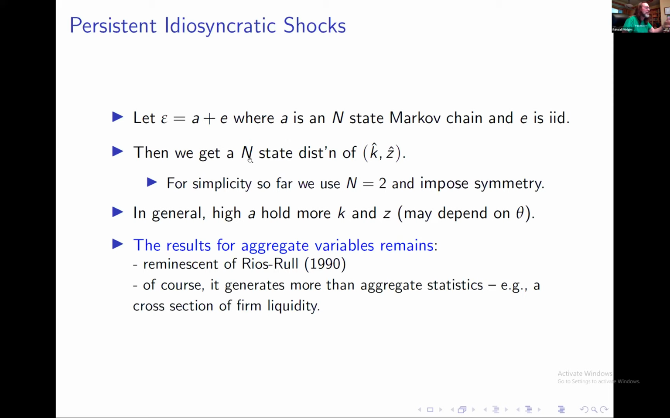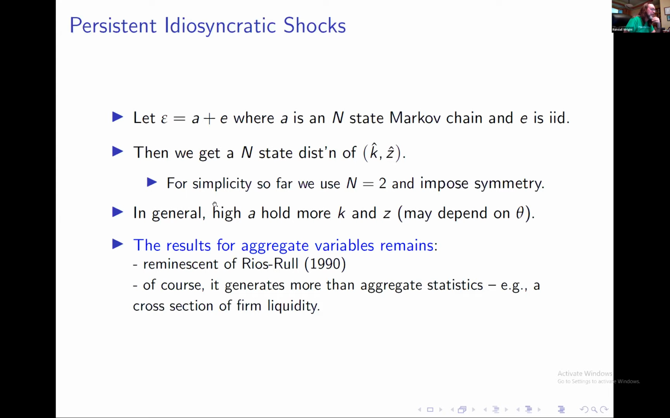We say your current productivity has a persistent component, which is like a Markov switching process, and an IID component. So we still get quite a bit of tractability. First off, we still get history independence, even though we don't get degeneracy. So the distribution of K hat, Z hat is going to be a function only of the distribution of epsilon, not past trades. So that's very convenient. Future papers should pursue this further.